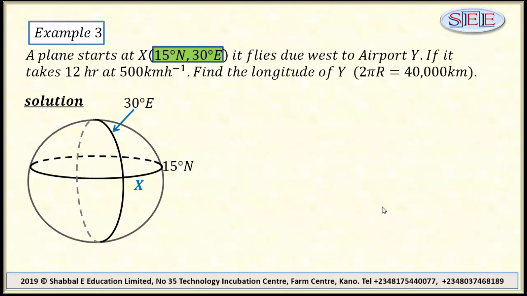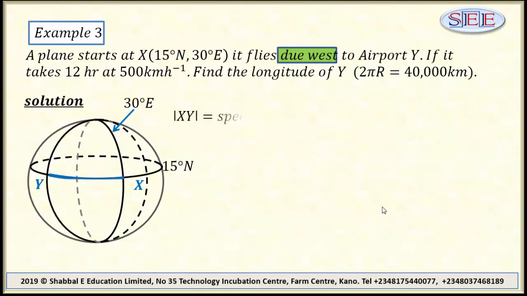So the plane starts at X and the question says it flies due west. Look at it in the question. It says due west. Due west means flying along the same latitude from airport X to another airport Y, and that Y is due west of X, which means the two airports X and Y are on the same latitude, and that latitude is 15 degrees north. So I will try to locate Y. You can see the point Y is due west of X.